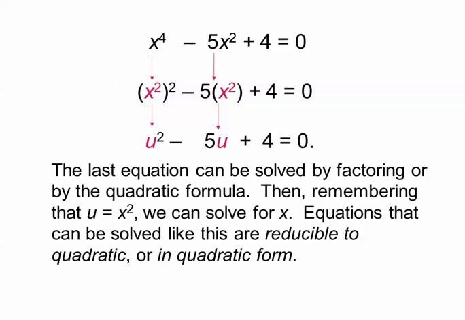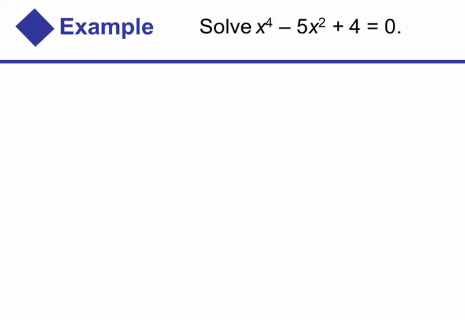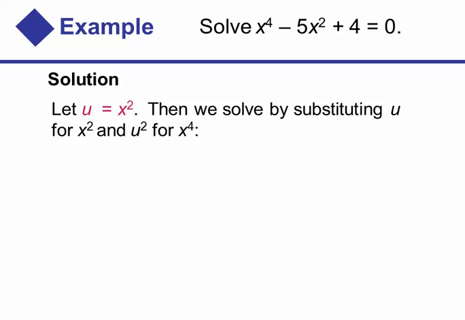There's some kind of substitution that we can make that will make it into a quadratic equation that we can solve as a quadratic equation, and then remove the substitution to solve for the original variable. So here's an example. The x to the fourth minus 5x squared plus 4. Well, we're going to let u equal x squared. And we're going to then solve by putting u in for x squared and u squared for x to the fourth.